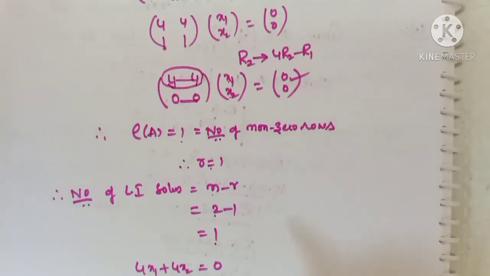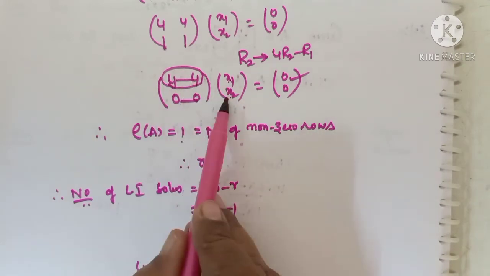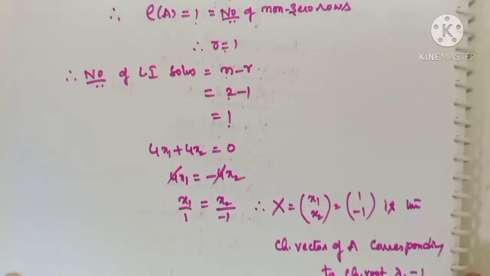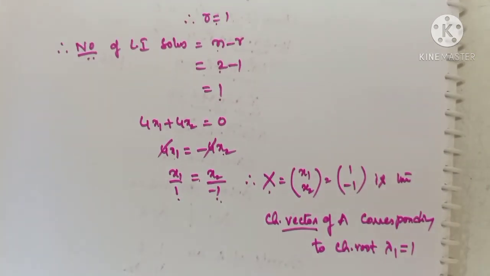That solution is given by 4x1 plus 4x2 equal to 0. Therefore 4x1 equal to minus 4x2. Cancel 4 on both sides. We can write this as x1 by 1 equal to x2 by minus 1. Therefore capital X is equal to x1, x2, that is 1, minus 1. This is the characteristic vector of A corresponding to the characteristic root lambda 1 equal to 1.